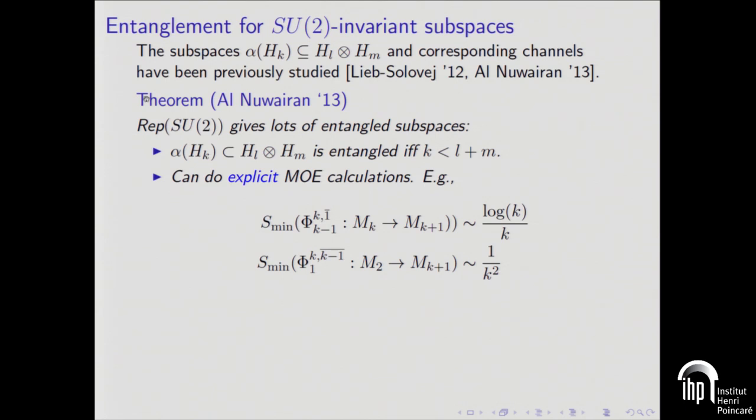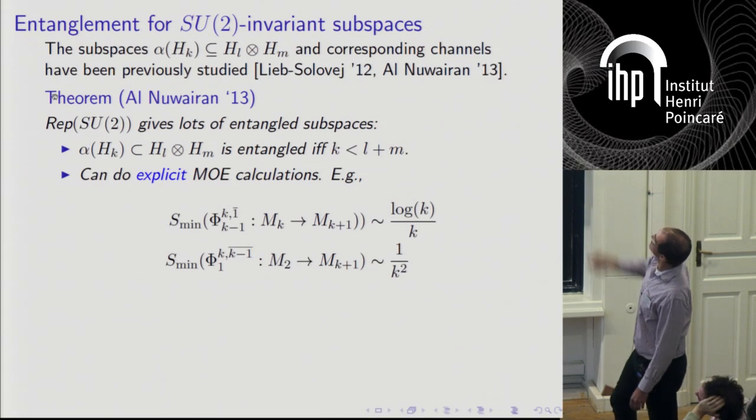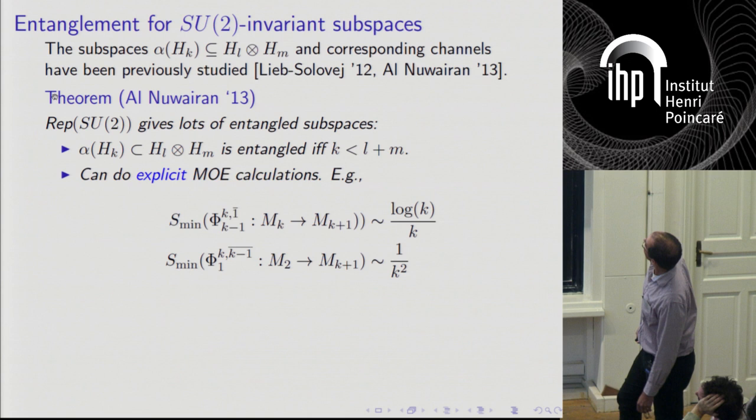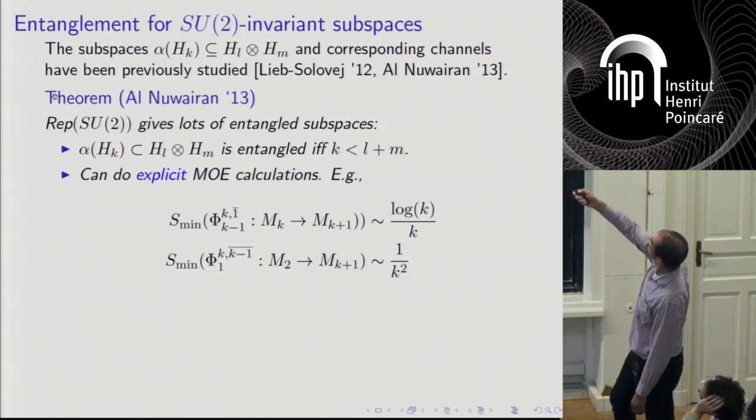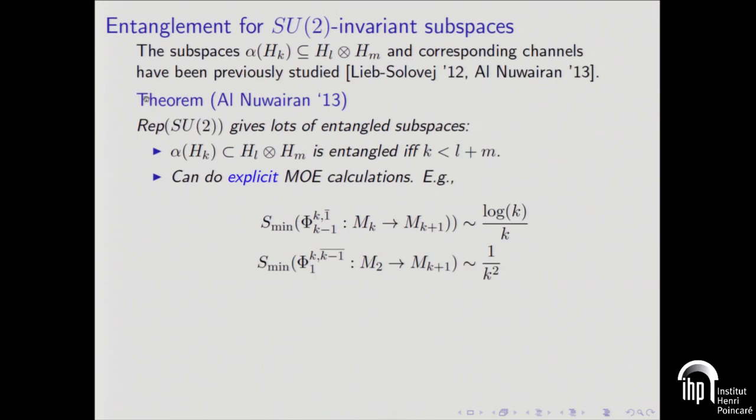And so it turns out the representation theory in the context of entanglement, or rather entanglement questions in this context, have been studied in the past. This was done in a PhD thesis of Munira al-Nuairan in 2013. And actually this problem of looking at these channels was also looked at in a very different setting by Lieb and Solovey in the resolution of an entropy conjecture back in 2012. But here I'm going to focus on the work of al-Nuairan. What was looked at here is the following: you want to understand whether you get entangled subspaces from these subrepresentations of tensor products of irreducibles for SU(2).